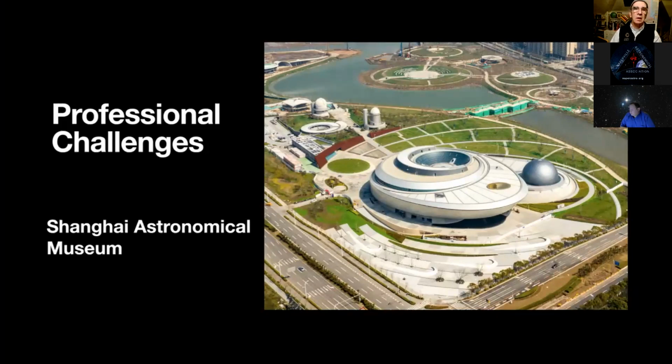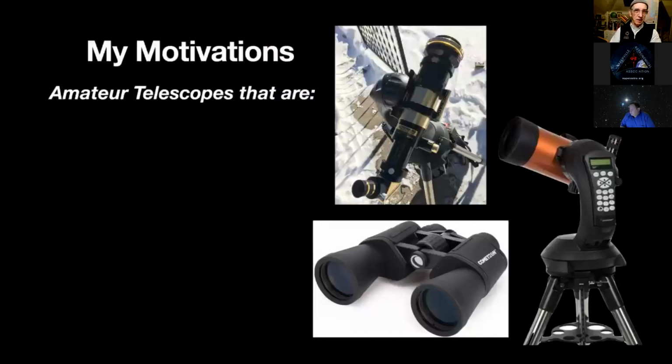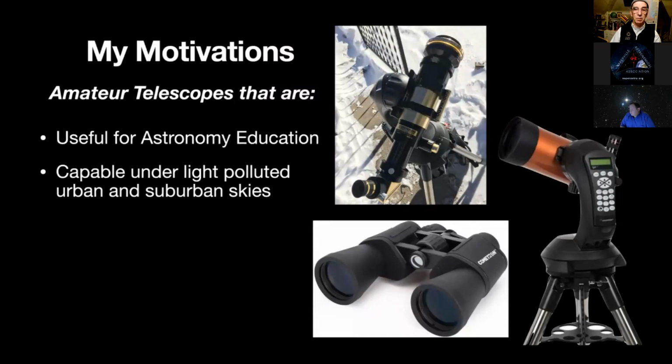So I've been motivated in my amateur astronomy efforts to think about the sorts of telescopes I could use that are easy. And this is my equipment, basically. I'm interested in things that are useful for astronomy education, in particular outreach. I like things that are capable under light polluted urban and suburban skies. I'd love to get further out.